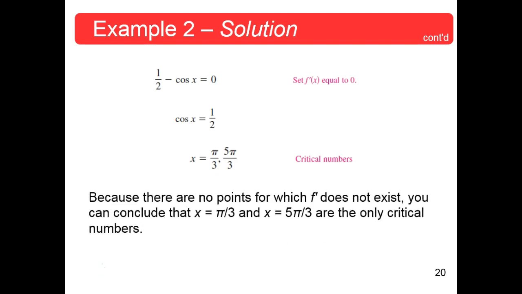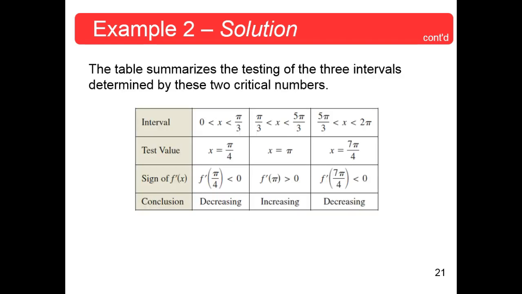So we have to test. Because there are no points for which f prime doesn't exist, you can conclude that these are the only critical numbers. Because it's smooth and continuous, there aren't any values where the first derivative doesn't exist. We already said that 2 or 3 times or more, okay? So the table summarizes the testing of the 3 intervals determined by those 2 critical numbers. We first test anything between 0 and pi thirds. They chose pi fourths, just like you did, okay? And here we got f prime of pi fourth happened to be negative, meaning it was a decreasing function coming into pi thirds. It's 0 at pi thirds.